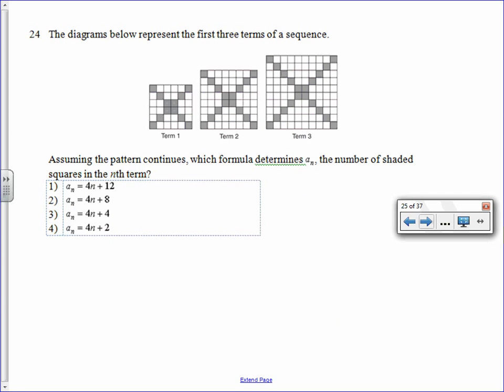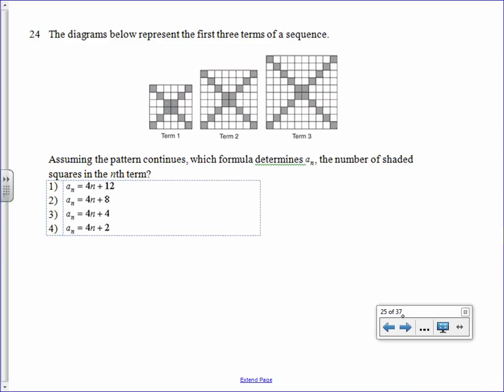Assuming the pattern continues, this is a sequence. The number of shaded squares. Well, let's count the number of shaded squares. 1, 2, 3, 4, 5, 6, 7, 8, 9, 10, 11, 12. Then 16, then 20. I see the pattern. It's an arithmetic sequence because I'm adding 4.